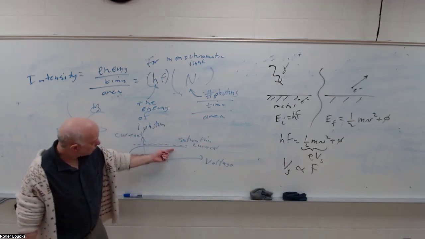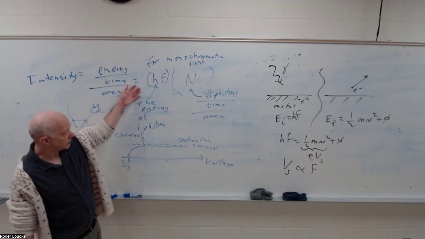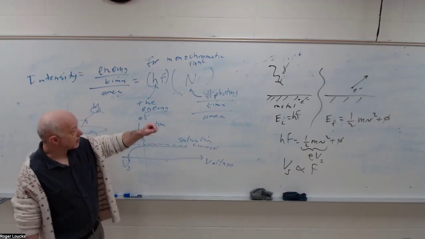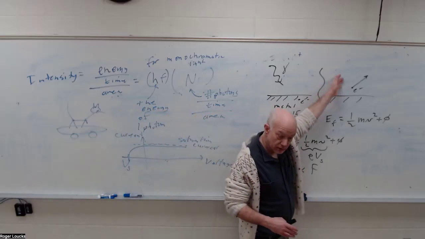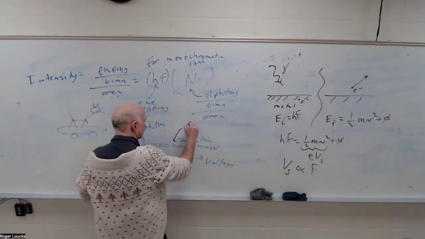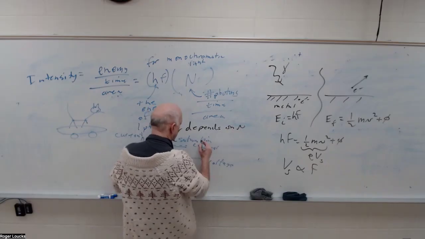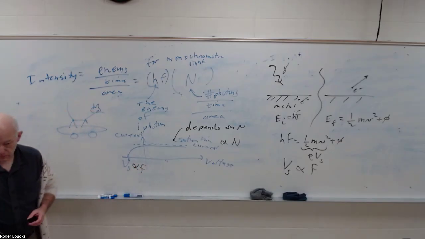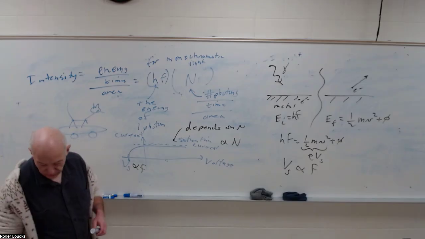Now, what does your saturation current then depend upon? What part of this intensity here? Depends on N. Does that make sense? Because if I have more photons coming in per unit time per unit area, that means I have more electrons being freed, and that means I'm going to have a larger current. So this part here is directly proportional to N. Does that make sense?